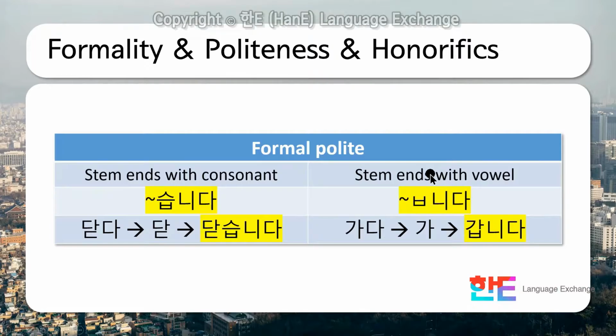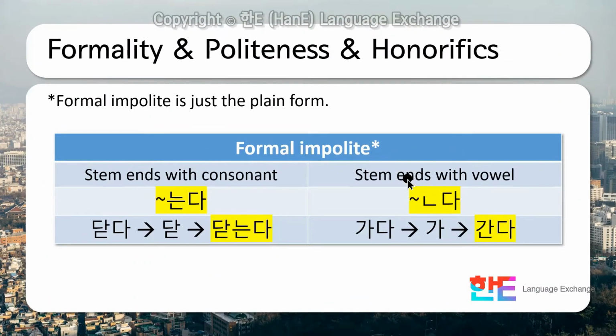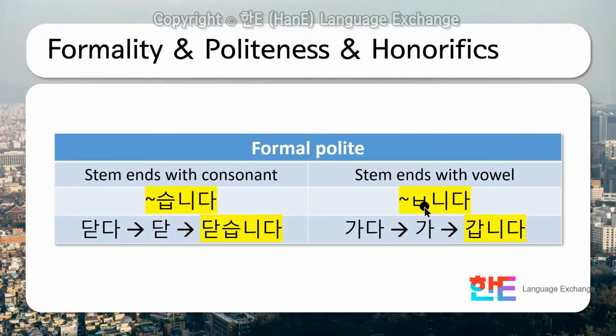Moving on to formal polite. Does anyone have any questions about formal impolite? So we look at whether the stem ends with a consonant or a vowel. Accordingly, we add either 는다 or ㄴ and then 다. Right. I'll move on to formal polite then.